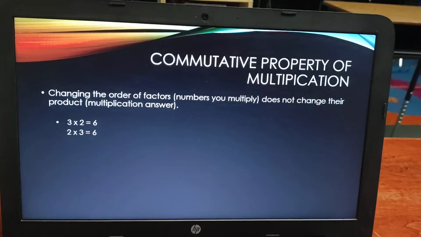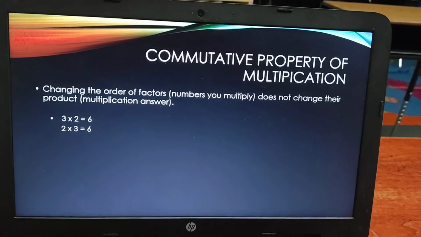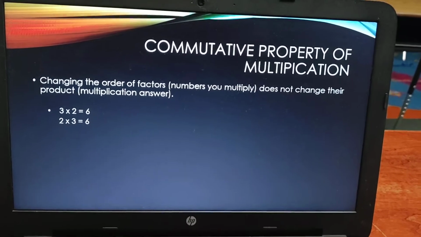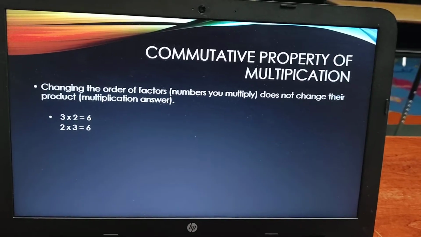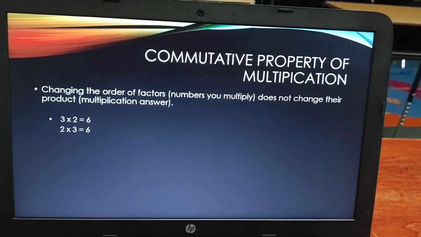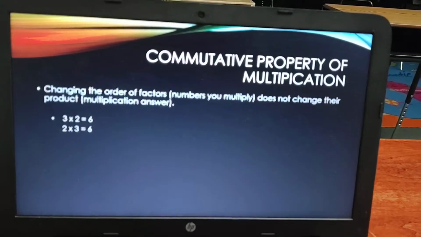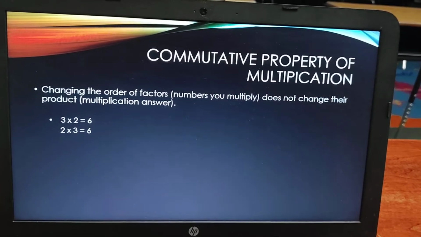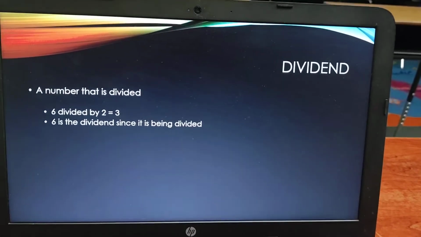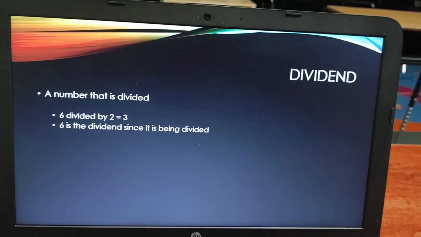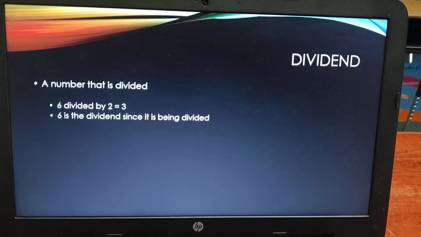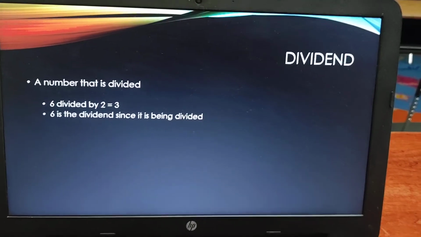The first one is commutative property of multiplication, which is kind of like addition. If you change the order of factors, which are numbers you multiply, that will not change their product or the multiplication answer. So 3 times 2 is the same as 2 times 3. The answer is 6. Dividend is a number that is divided. 6 divided by 2 equals 3. So 6 is the dividend here since it is being divided.